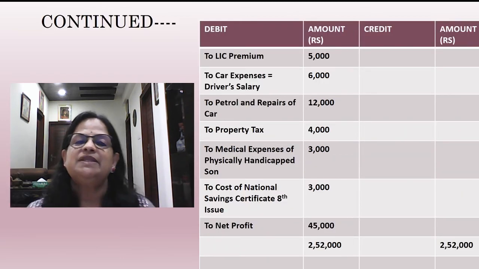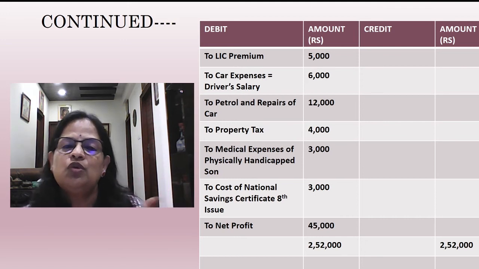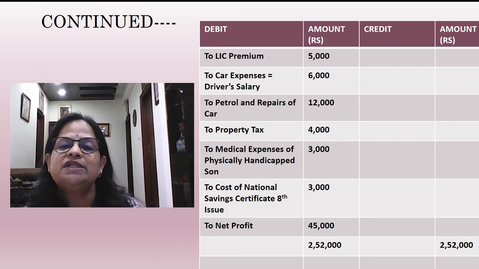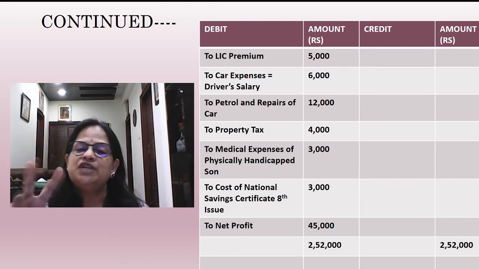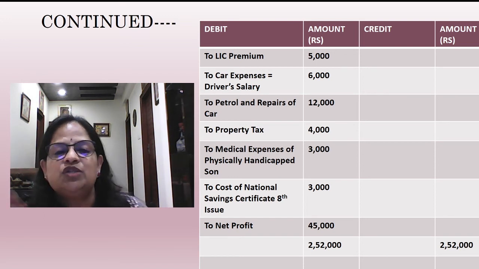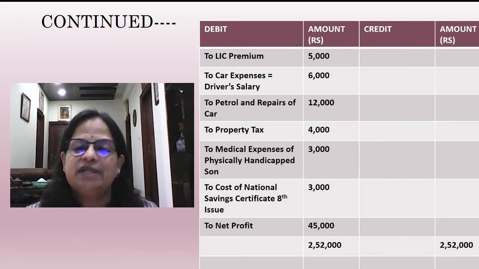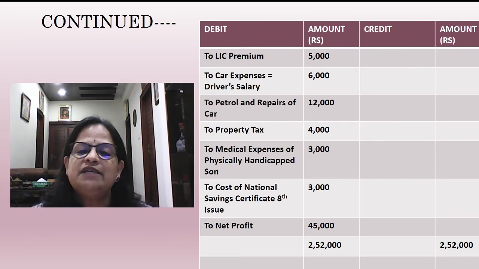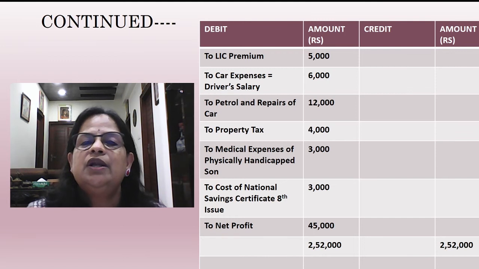Now continuing with the debit side, LIC premium, it's not mentioned whether it's for own life. So if it's own life, it's disallowed. Car expenses, that is driver's salary 6,000. Petrol and repairs of car 12,000. So we have to see in the additional information how much is personal, how much is official. Property tax not allowed. Medical expenses of physically handicapped son not allowed. Cost of national savings certificate 8th issue not allowed. Any investments, any savings not allowed. Net profit is 45,000. Now we will calculate.